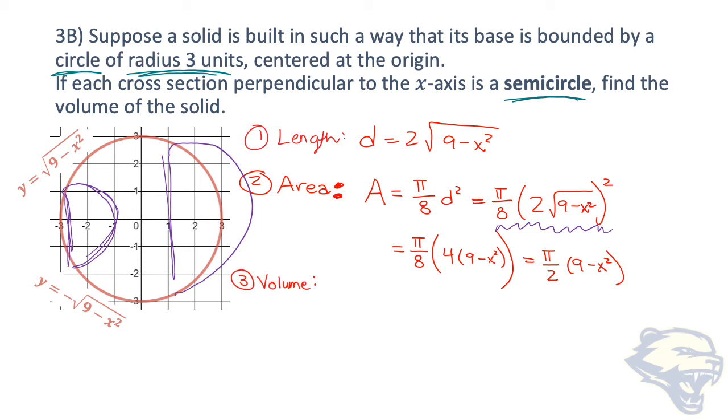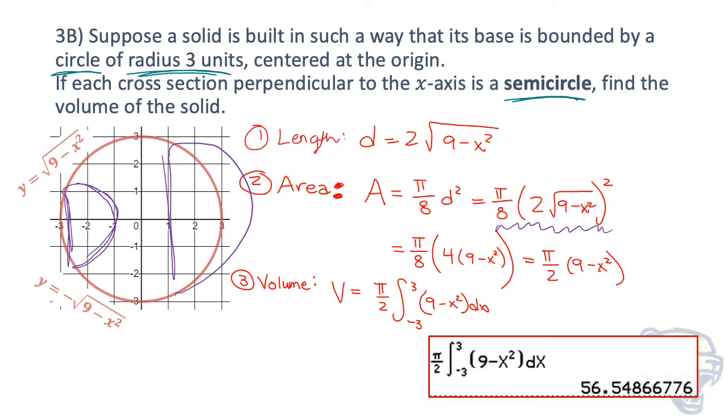Volume, same as before. Left boundary is -3. Right boundary is +3. I'm taking the area and just plugging it into an integral, and that turns it into volume, right? Because it takes all of the semicircles and adds them together. That's what an integral does. It takes a bunch of little things and it adds them together. And there we go. It comes out to be 56.55, which, by the way, is actually 18 pi.